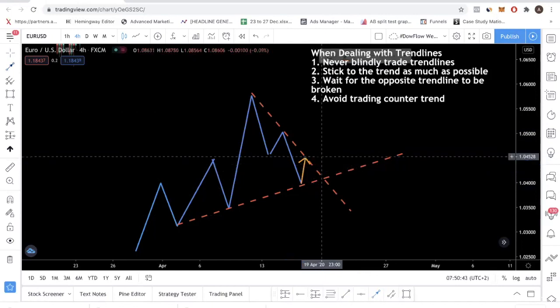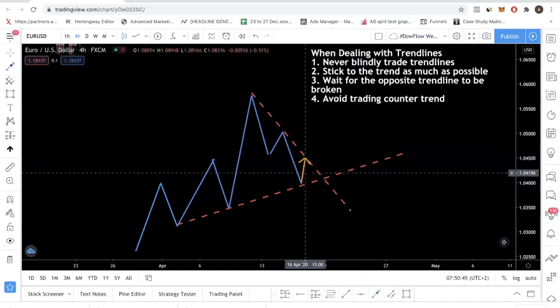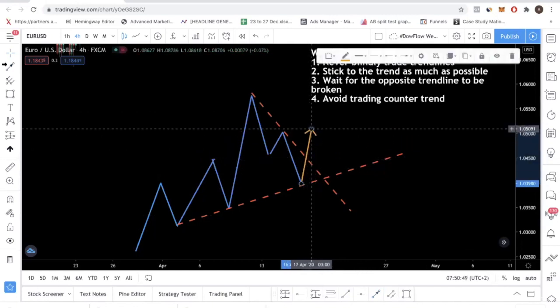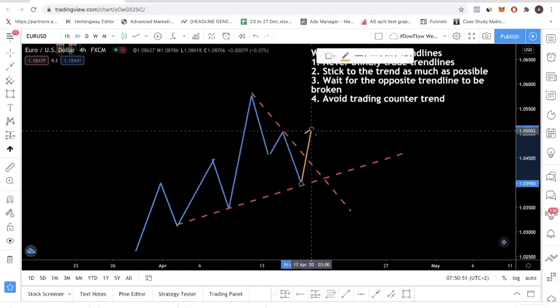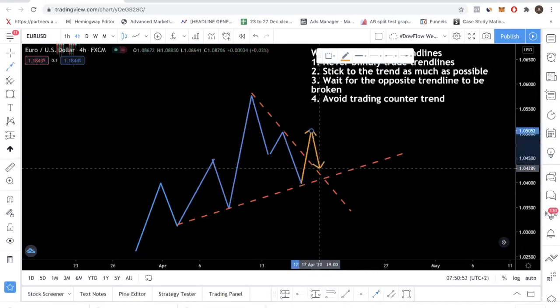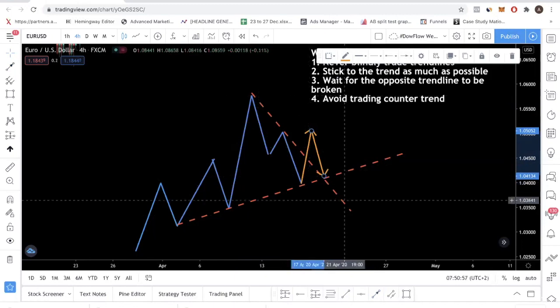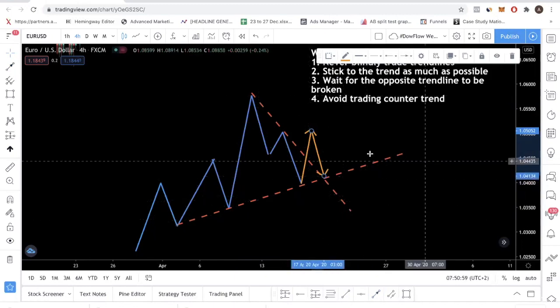So in this case, you wouldn't try to take a trade here. You shouldn't take a trade here. You should wait for price to break this trend line. And you can either do the breakout trade or you can wait for it to retest the trend line. And ideally, it will be a confluence between the broken descending trend line and the ascending trend line.